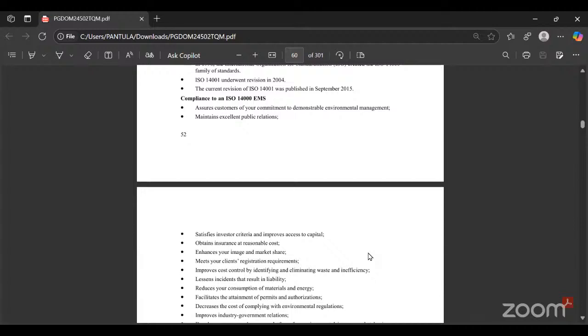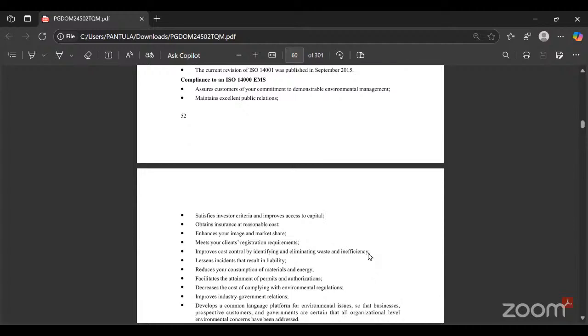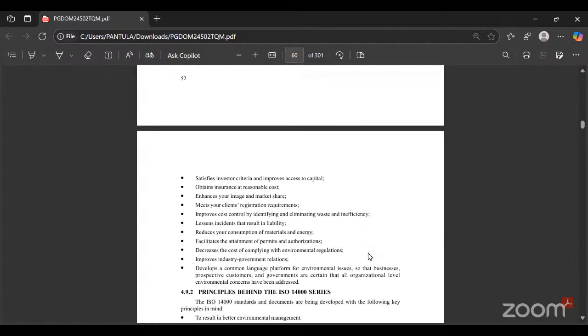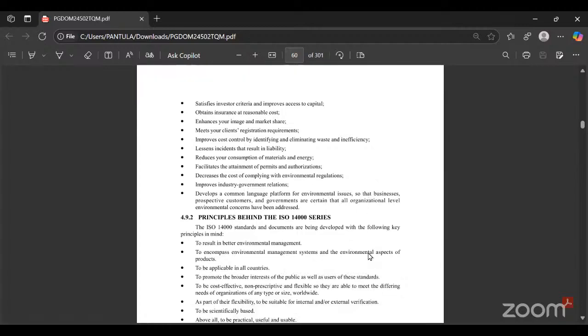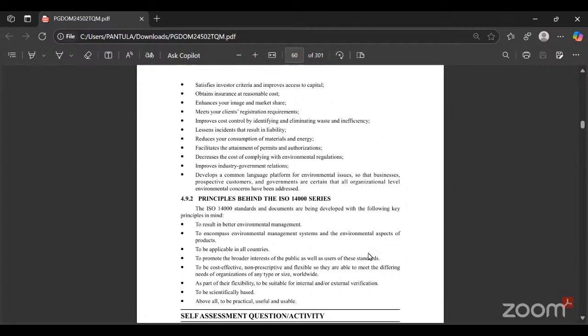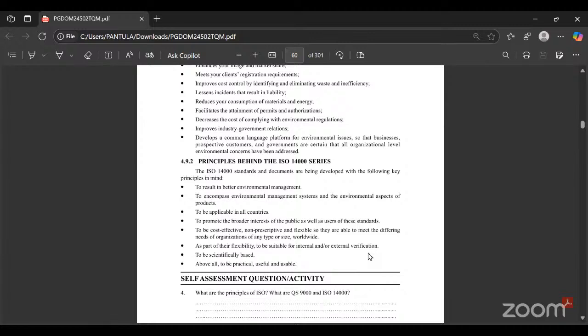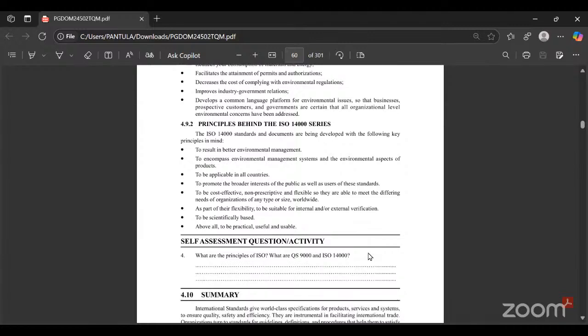The benefits include assurance to customers of your commitment, demonstrating and maintaining excellence, improving public relations, meeting investor criteria and improving access to capital, obtaining insurance at a lower cost, meeting client registration requirements, improving cost control by eliminating waste, reducing your consumption of material and energy, facilitating the attainment of permits, and decreasing cost, and improving industry standards and the principles behind them.